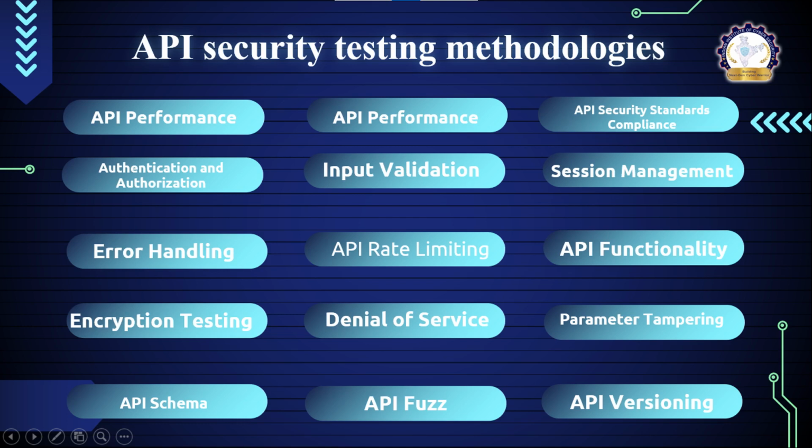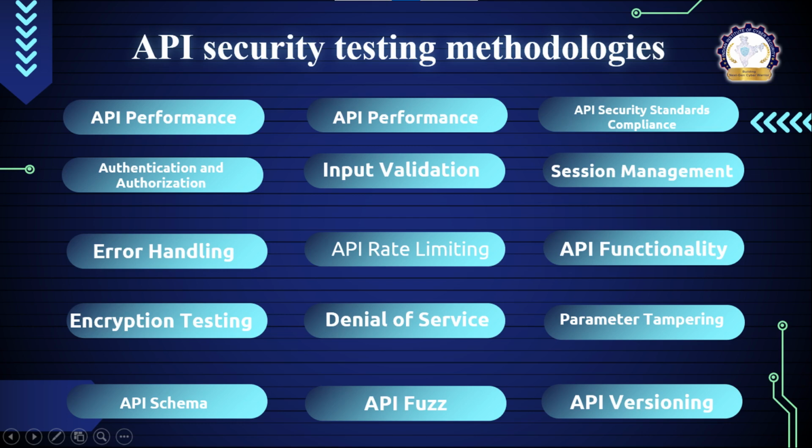The methodology for API security standards compliance testing typically involves the following steps. First one, identifying the security standards and the best practices that are applicable to the API. This may include standards such as OWASP API Top 10, NIST Cyber Security Framework, and ISO IEC 27001. Second, conducting a security audit of the API to assess its compliance with the identified security standards and best practices. This may involve reviewing the API architecture, design, implementation, and documentation.